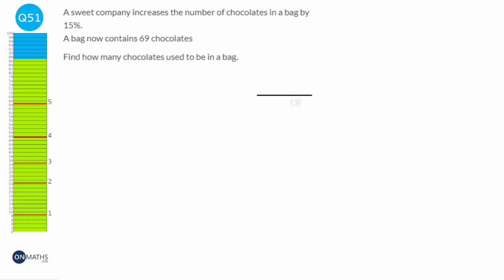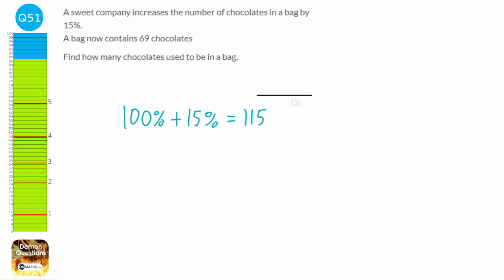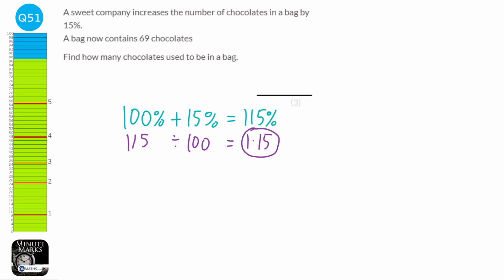So what's happened here is that the company's increased the amount of sweets by 15%. So we're just going to focus on that and work out what the multiplier would be first. So they started off with 100% and they added 15%. And then therefore they ended up with 115%. And to find that as a multiplier, we get the 115 and divide it by 100, and that gives us 1.15. So that is the multiplier they used.